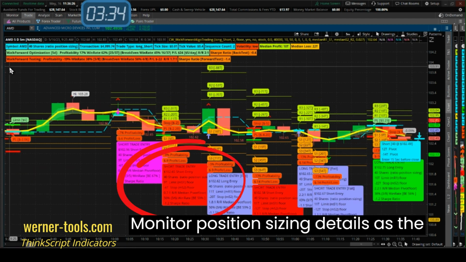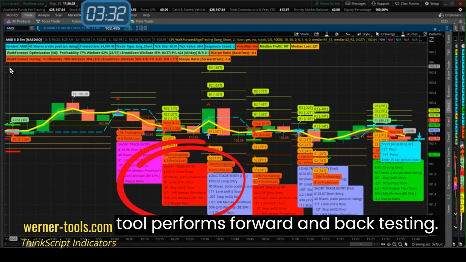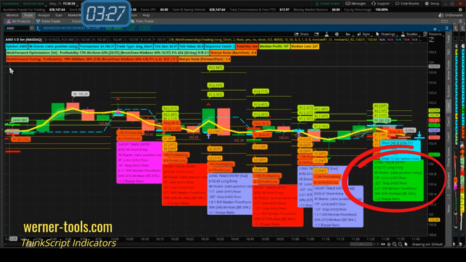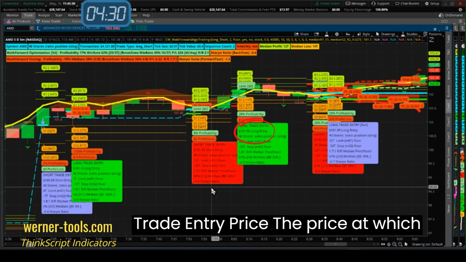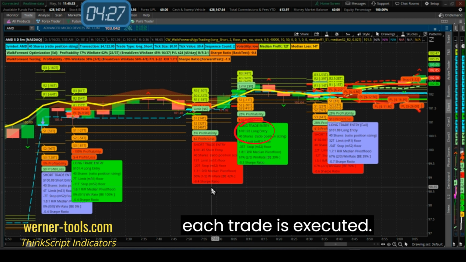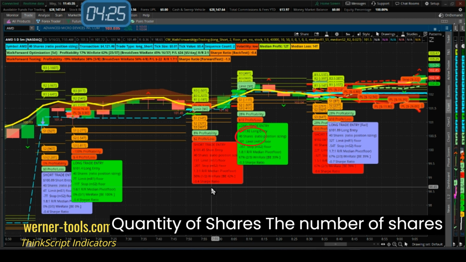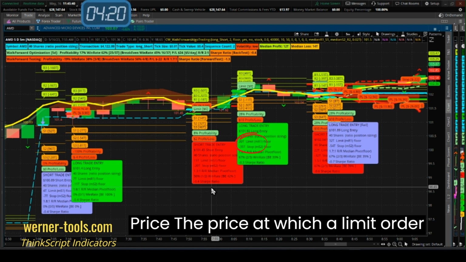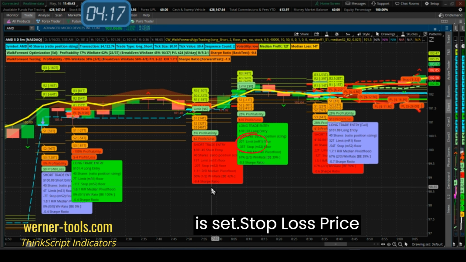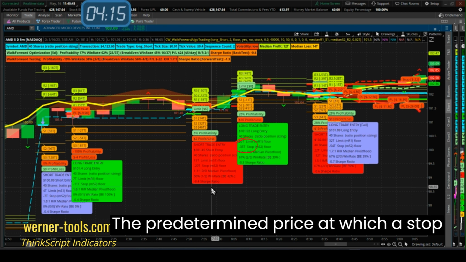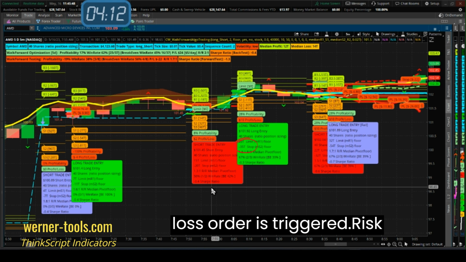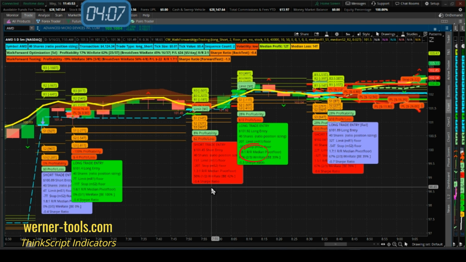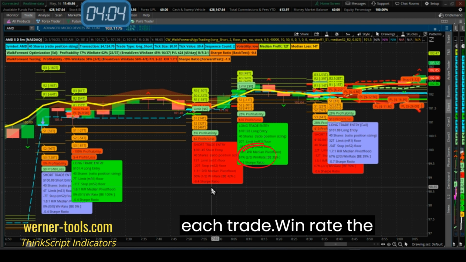Monitor position sizing details. As the tool performs forward and back testing, pay attention to each trade transaction label. This includes trade entry price, the price at which each trade is executed. Quantity of shares, the number of shares allocated for each trade. Limit price, the price at which a limit order is set. Stop-loss price, the predetermined price at which a stop-loss order is triggered. Risk-to-reward ratio, the ratio between the potential profit and potential loss of each trade.